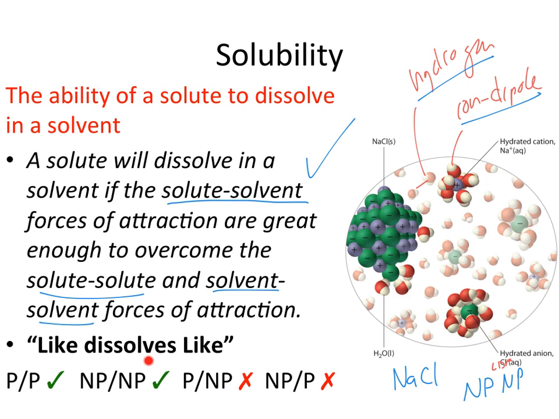Now, one rule that we like to go by is like dissolves like. So polar substances will dissolve in polar substances, nonpolar in nonpolar substances. But if you try to dissolve polar into a nonpolar substance or nonpolar into a polar substance, that generally doesn't happen. Again, these are only guidelines. There are some exceptions, but that is the general rule, and you do see that it works most of the time for our purposes.